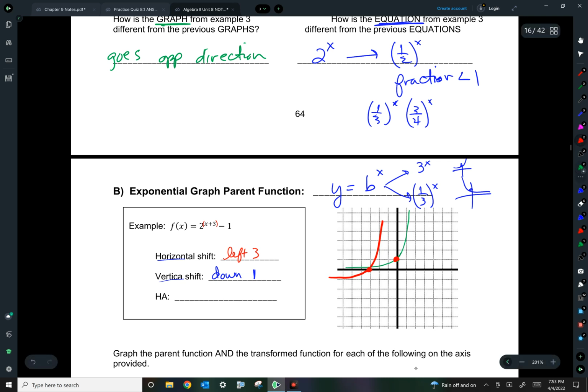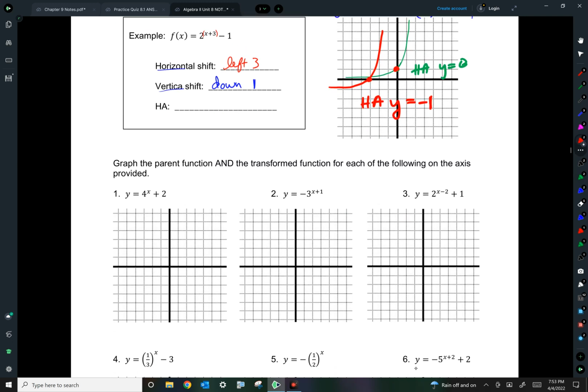So where my original function, my 2 to the x, had a horizontal asymptote at y equals 0 because it was leveling off at the x-axis, my new graph has a horizontal asymptote at y equals, well, hopefully you can tell, it's leveling off at -1, because I moved the graph down 1.